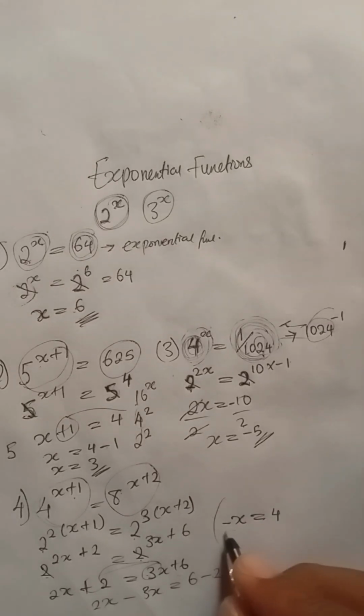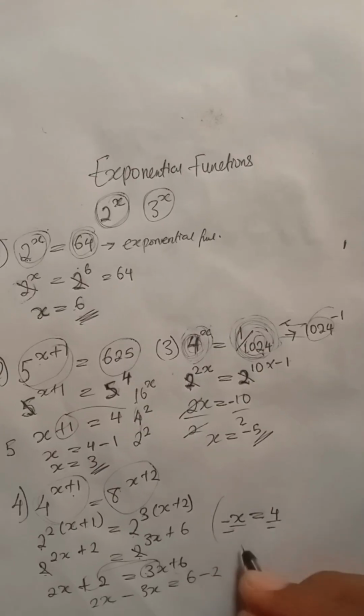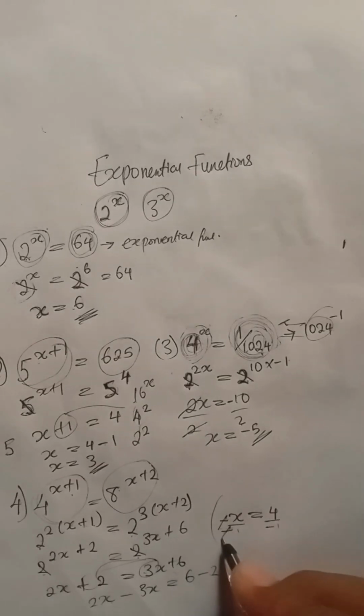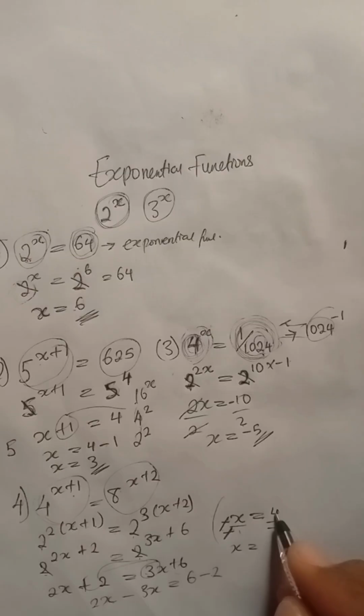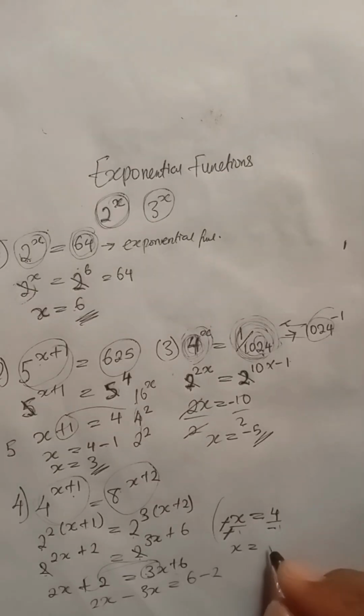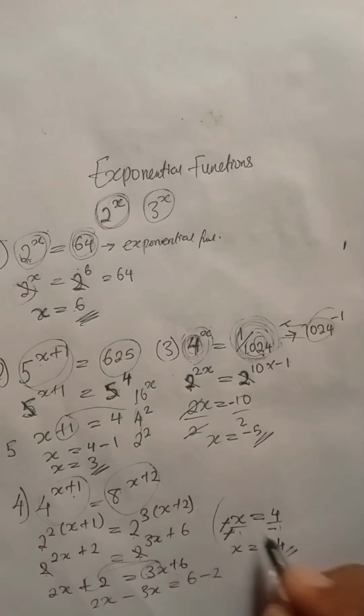So we divide both sides by minus 1. So take note, there's an invisible one here, but it's not necessary to add it. So minus cancels minus, we're left with x equals to 4 divided by -1, which will give us -4. This is our final answer.